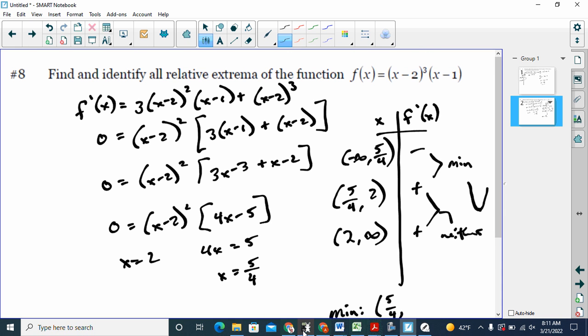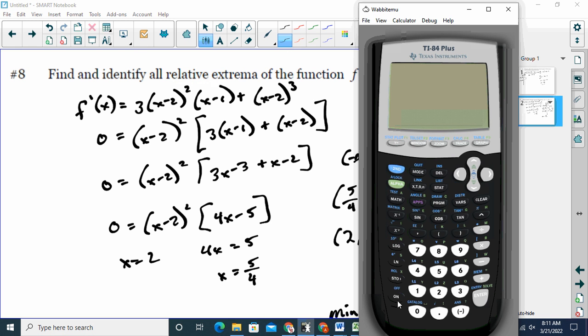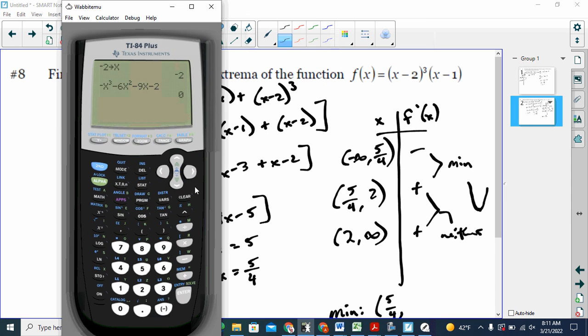So we are plugging 5 over 4 back into the original equation. So 5/4 is my x value, and the y value is negative 0.105.